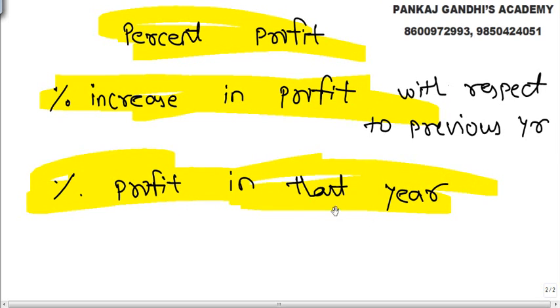What exactly this means is, in a particular year, on 100 rupees expenditure, how much profit the company had. In this case, we learn it with respect to the previous year, how much percent increase was there. So carefully understand, a lot of effort is being put in to explain these concepts.